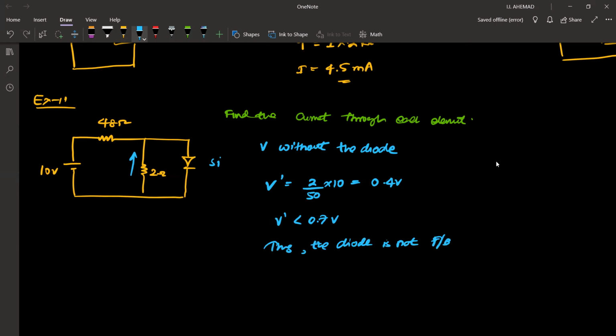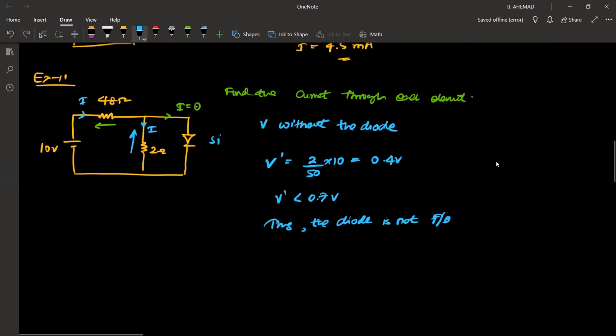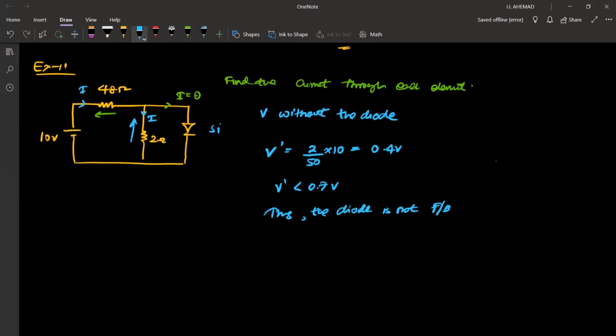If the diode is not forward biased, then current through this is 0. So current through both of these is going to be the same. We are going to have the same current I flowing through both the resistors. So we can find it easily. Therefore, 10 is equal to 50I. I is equal to 0.2 amperes, that is equal to 200 milliamperes.